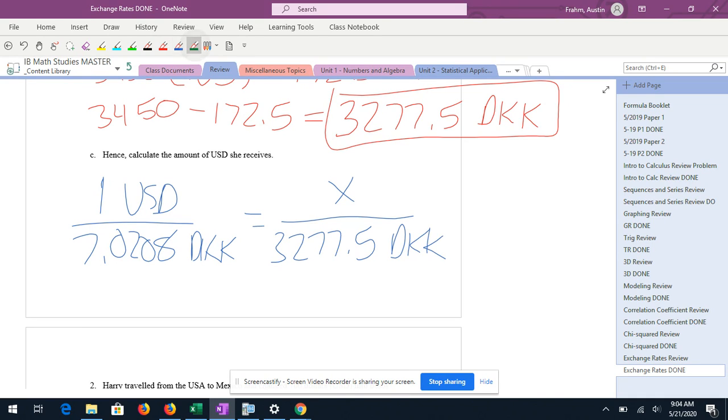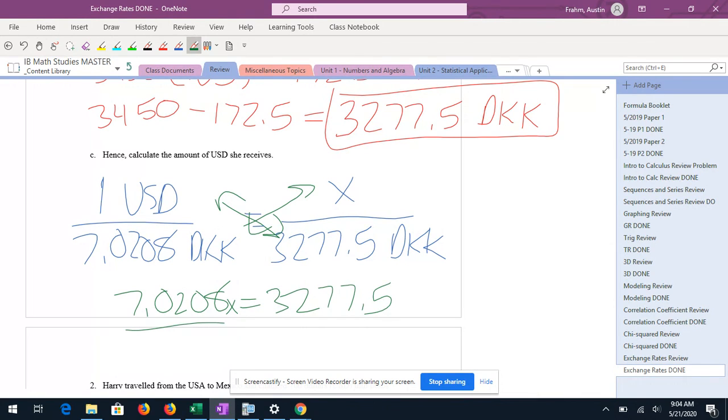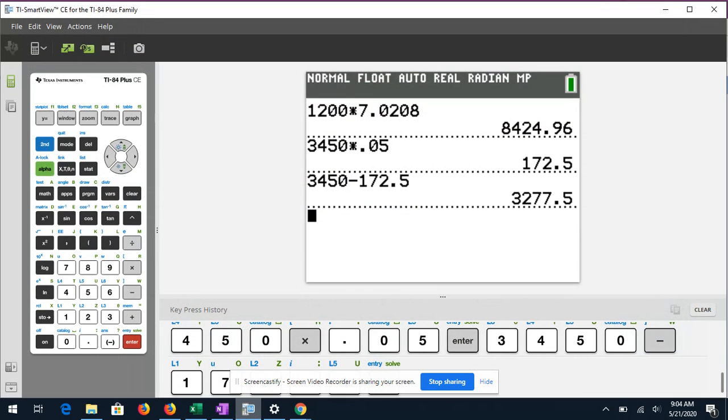Now when we cross multiply, we're going to have 7.0208 times X equals 1 times that, which is 3,277.5. So to get X by itself, we need to divide both sides by 7.0208. So we can just divide that by 7.0208.